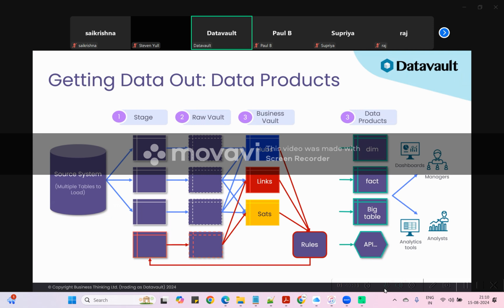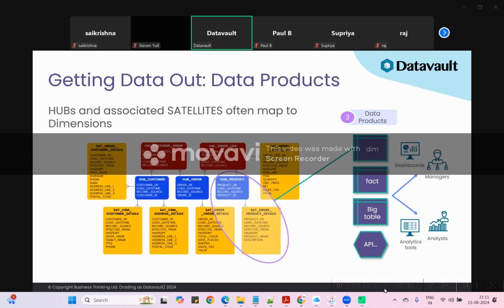Right, now, it's all very well getting data in, but we want to get data out at some point. And it's common to be building dimensions and facts for star schemas, or maybe a big table for output, or some kind of API interface for external downstream users to access the data that they need. So we need to be working on taking the data that we have out of the door.